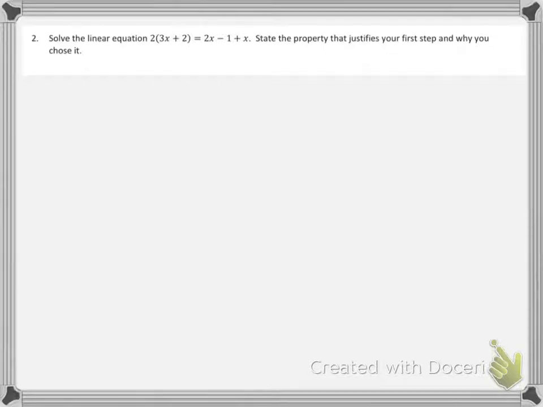Well, let's see. 2 times the quantity 3x plus 2. I'm going to use the distributive property here to distribute the 2. So this is 2 times 3x, that's 6x, plus 2 times 2, that's 4. There's my left side, a binomial.